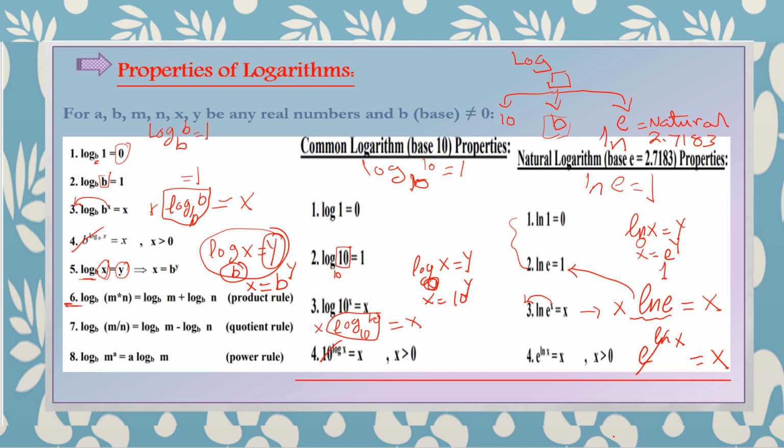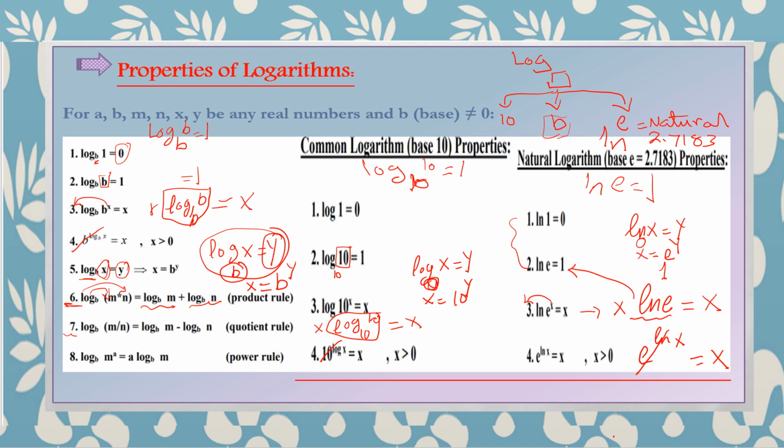The sixth property: when we have log of m times n, we have two quantities, or two brackets, multiplied with each other. This means log m plus log n. So this is the product rule. When we have two quantities multiplied with each other, then we add the logarithm of each quantity.